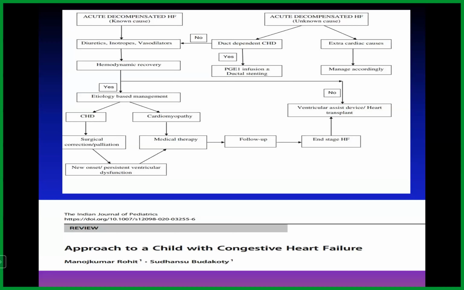So we will go with diuretics, inotropes, vasodilators for the hemodynamic recovery. After that, etiology-based management. If it's a CHD, as in our case, we will go for surgical correction, and we will then keep the patient on medical therapy and follow up. And if it is due to a duct dependent CHD, we will go for PG infusion, prostaglandin infusion, and ductal stenting. And extra cardiac causes we have to manage accordingly.